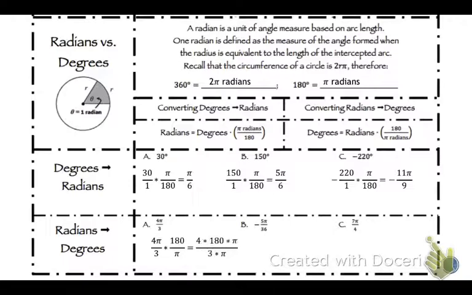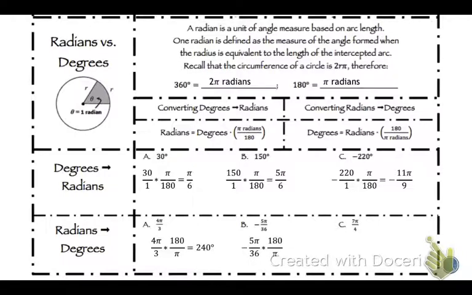Those pi's, I'm just going to rearrange that. So that's 4 times 180 times pi over 3 times pi. Those pi's cancel. I'm left with 4 times 180 divided by 3. You can put that in your calculator if you want, or 3 goes into 180 60 times. Then 4 times 60 is 240. So that's 240 degrees.